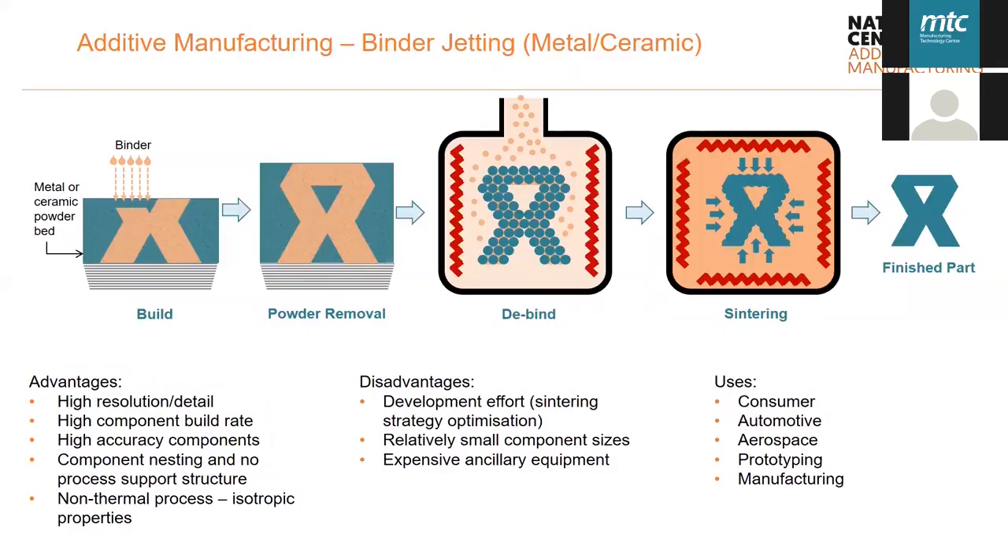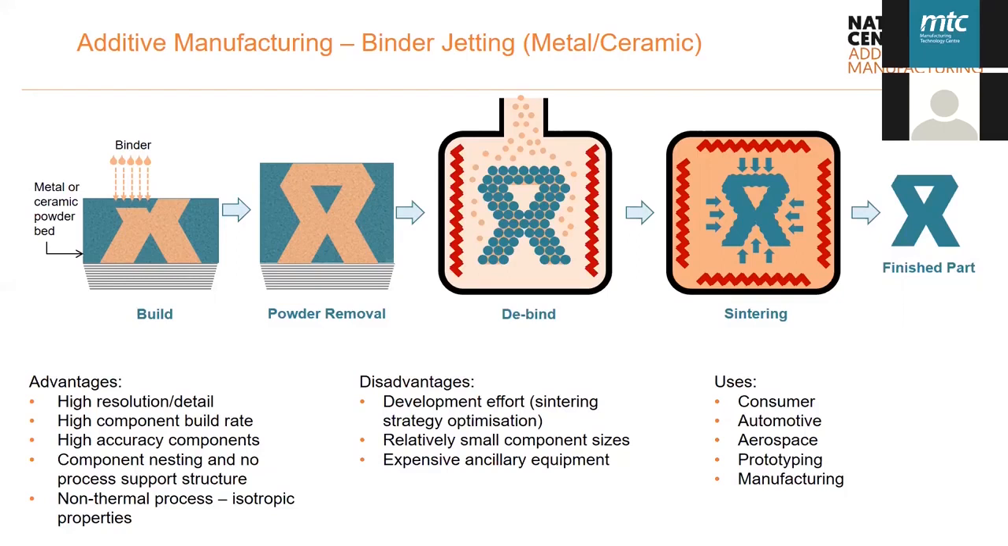Also going to touch on metal and ceramic binder jetting. So it works very similarly to the polymer system, in which a layer of powder is deposited down and then binder is strategically deposited in a cross section over that powder. You build your component up in that case. It's cured. You remove your powder.